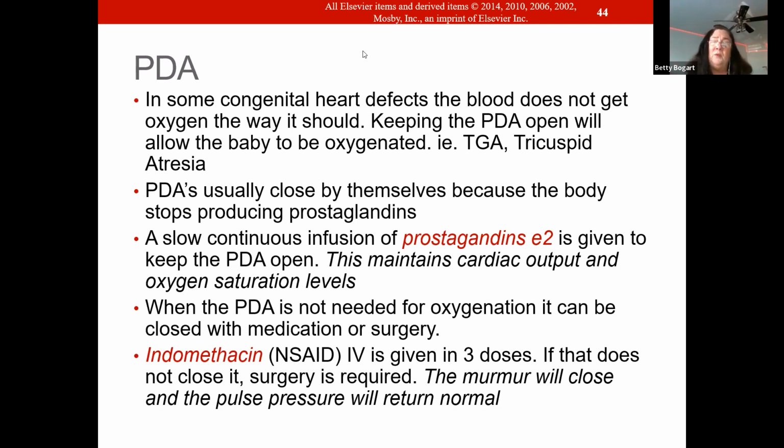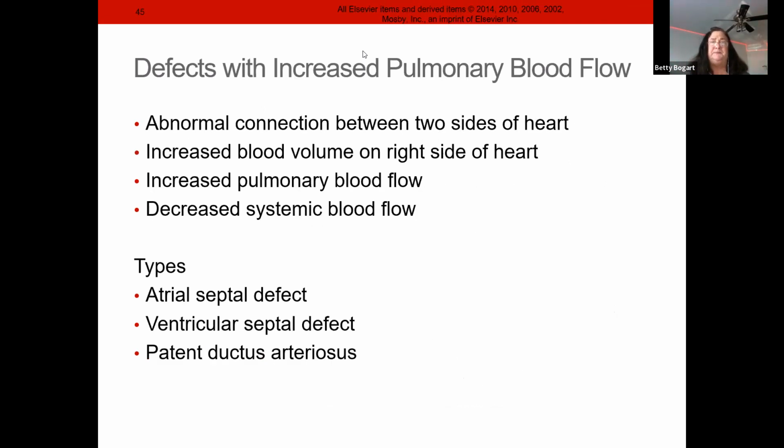How do we know it's working without doing an echo and looking? Well, the murmur will go away. You'll stop hearing it, right? Because you hear it when it's open. Also, that pulse pressure that was real wide, you're going to see it coming back together again. And I've watched it numerous times. The blood pressure comes, the murmur disappears, and I think it's one of the neatest things to listen to. You can see the drug working as you're doing it.